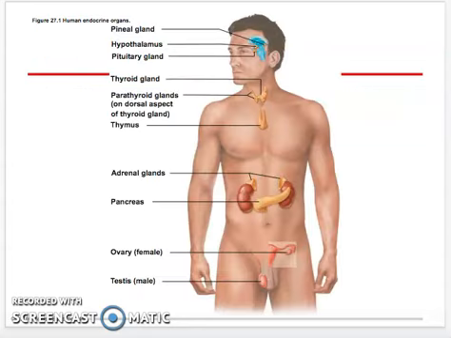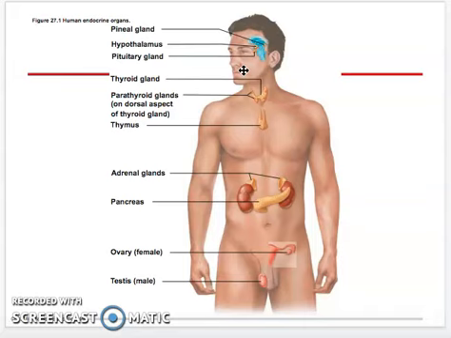Here we see all of the endocrine glands. In the head, we have the hypothalamus, and the hypothalamus actually isn't an endocrine gland, but it is the connection between the nervous system and the endocrine system. The hypothalamus is known as the master regulator. And the hypothalamus is connected to the pituitary gland. And so the pituitary gland is known as the master gland.